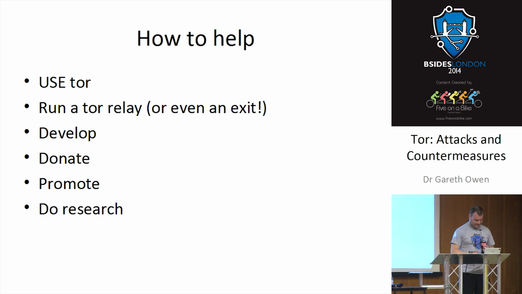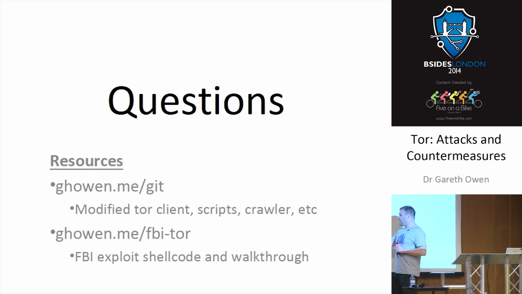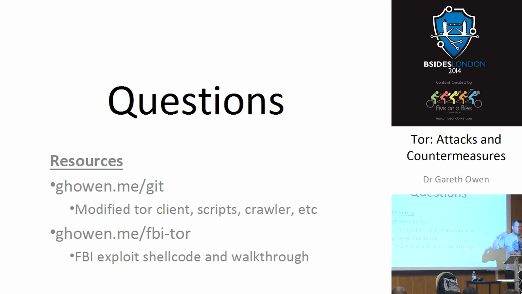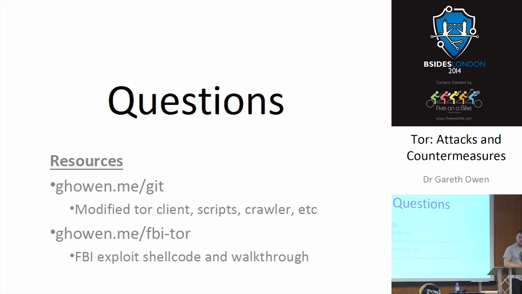Any questions then? Let me just say, if you want any code, here's the link to my GitHub. On there is the modified Tor client, which collects all of those hidden service addresses. There's loads of scripts, a crawler, etc., for going through all the hidden services. And then there's a link for the FBI Tor thing. Any questions?